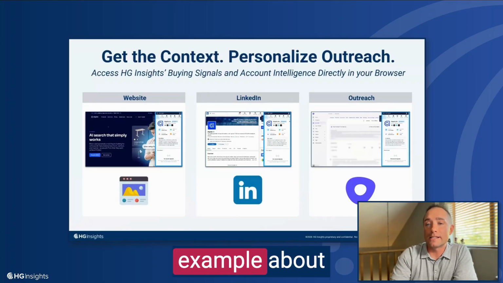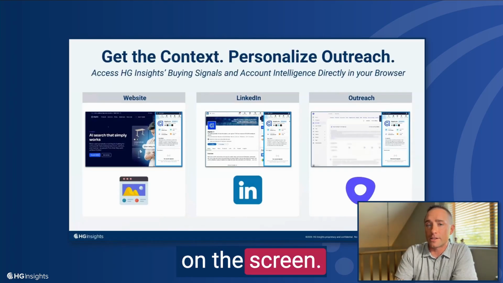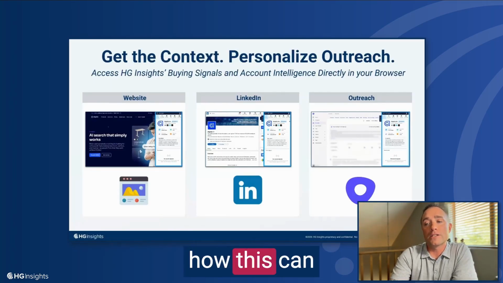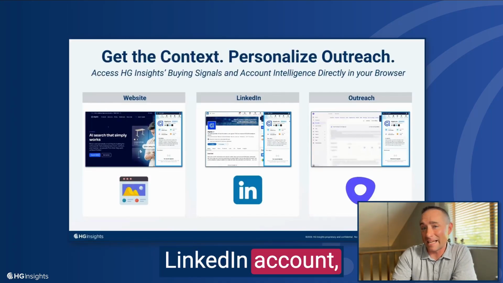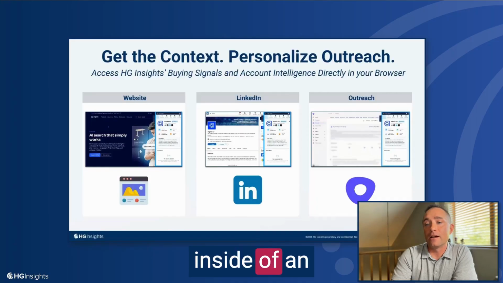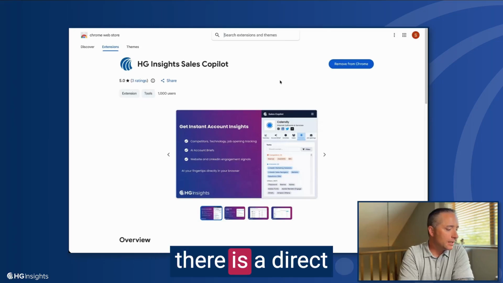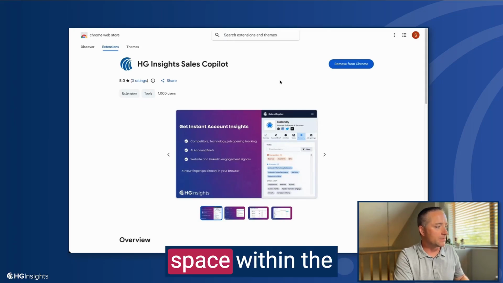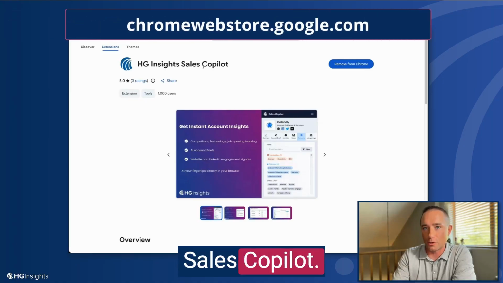So using my example of Algolia, we're going to go ahead and show the 3 examples that we have here on the screen. We're going to show how this can show research through the website, through the company's LinkedIn account, and then similarly looking at Algolia inside of an Outreach system. So the first thing that we want to point out here, as you can see on the screen, there is a direct space within the Chrome Web Store for you to download this Sales Copilot.